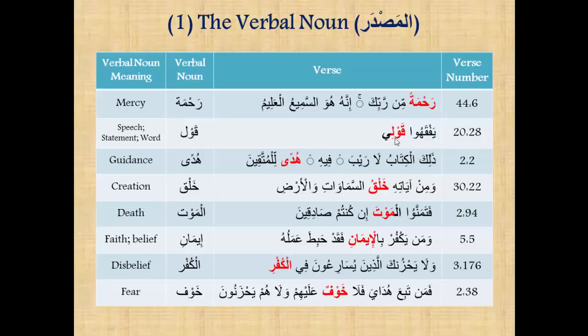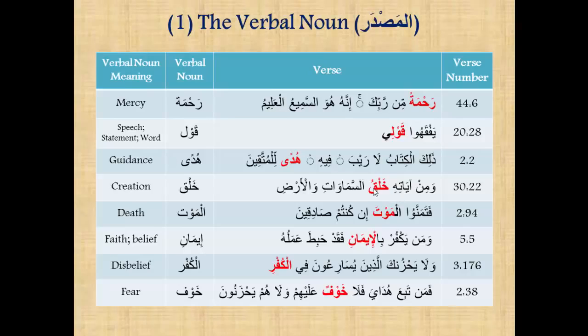The masdar here is qawl, from the verb qala yaqulu, to say. Qawl means speech or statement or word. So it can mean any of these three definitions depending on the context of the ayah. ذَلِكَ الْكِتَابُ لَا رَيْبَ فِيهِ هُدًى لِلْمُتَّقِينَ. The masdar here is huda, or hudan, actually. Hudan, which means guidance, comes from the verb hada yahdi, al-huda, which means to guide.